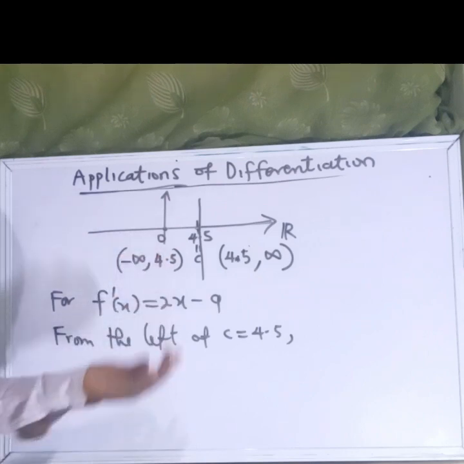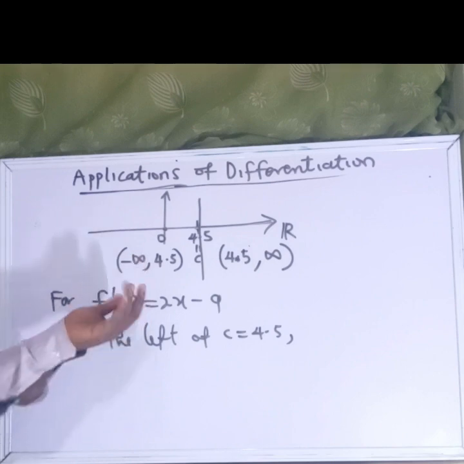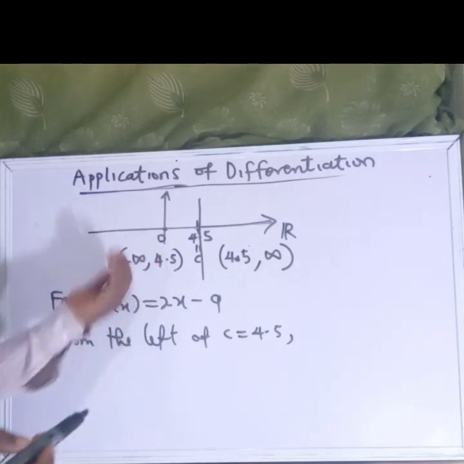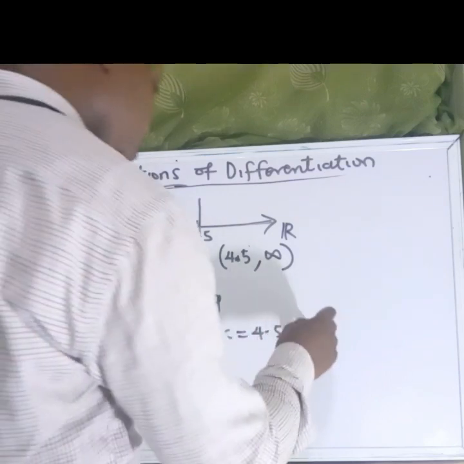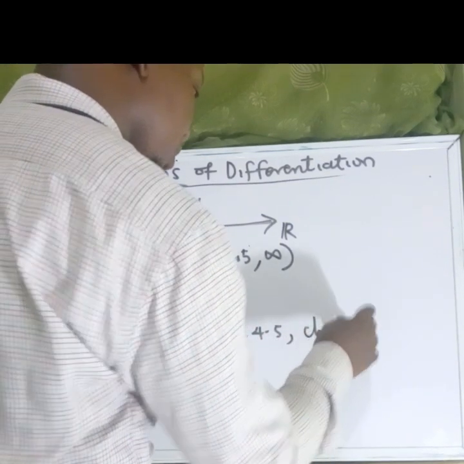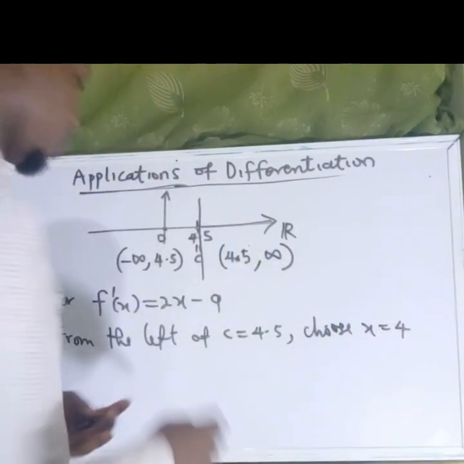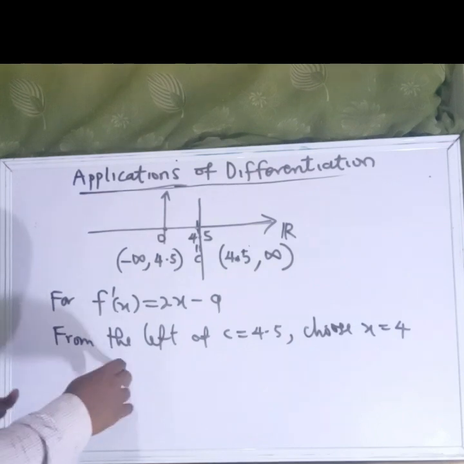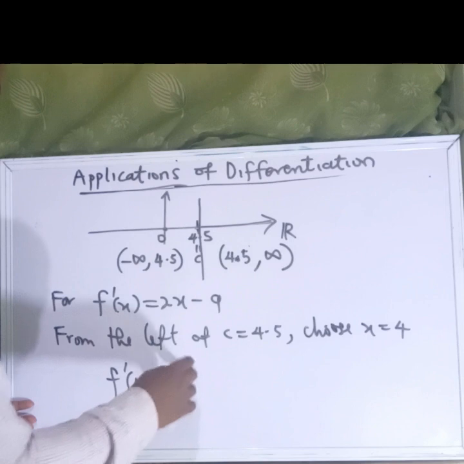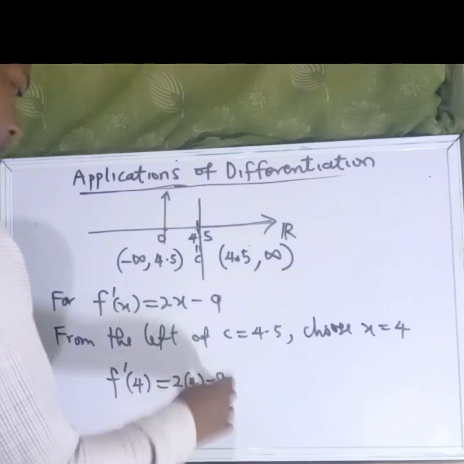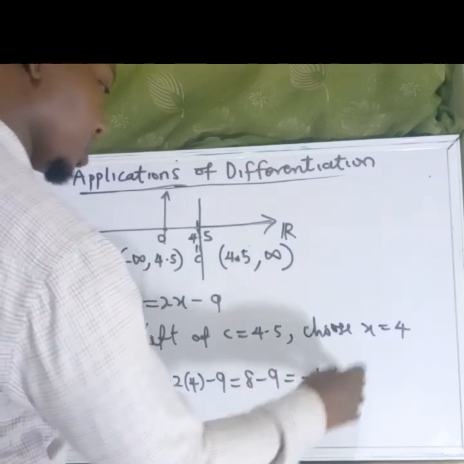From the left of c, one of the points is 4. We just pick a number; you can do the same with any other number. So choose x equal to 4, from the left of the turning point. Using this, when x is 4, this will be equal to 2 into 4 minus 9, which is 8 minus 9. This is negative 1, which is less than 0.